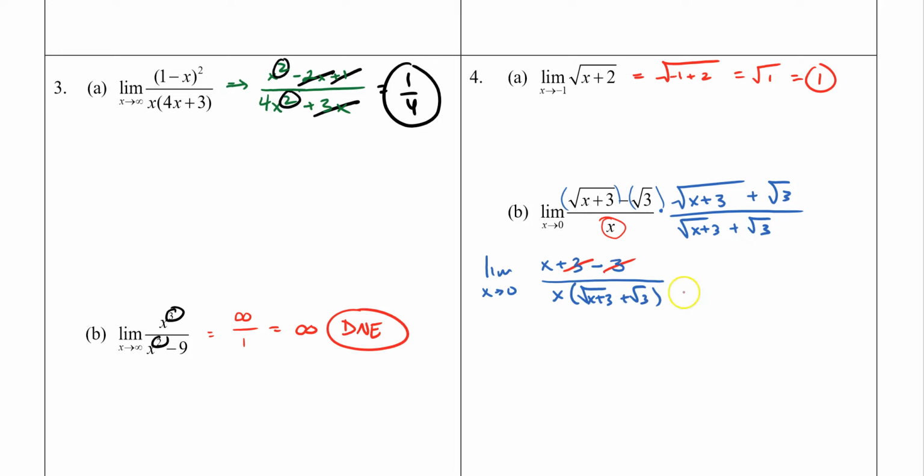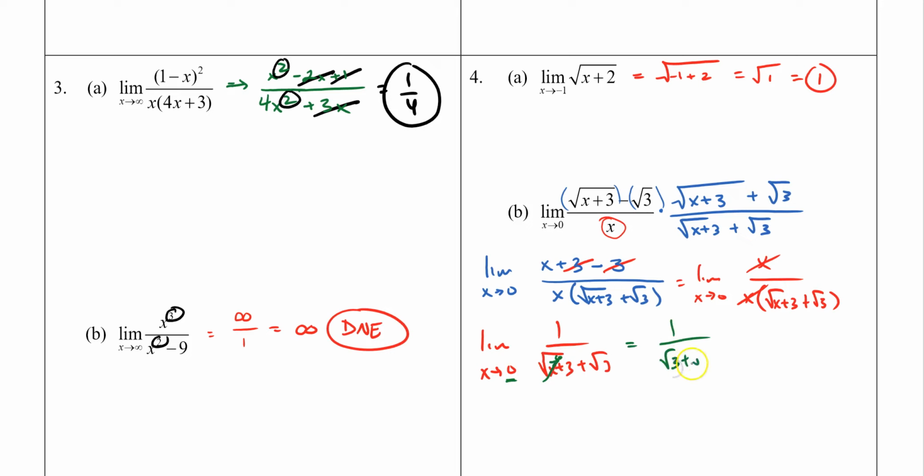Now those 3's cancel out, and I'm left with the limit as x approaches 0 of x over x times radical x plus 3 plus radical 3. Those x's cancel, so I get the limit as x approaches 0 of 1 over radical x plus 3 plus radical 3. Now I can go ahead and evaluate with direct substitution for 0. If that x goes to 0, I have 1 over radical 3 plus radical 3, which is 1 over 2 radical 3.